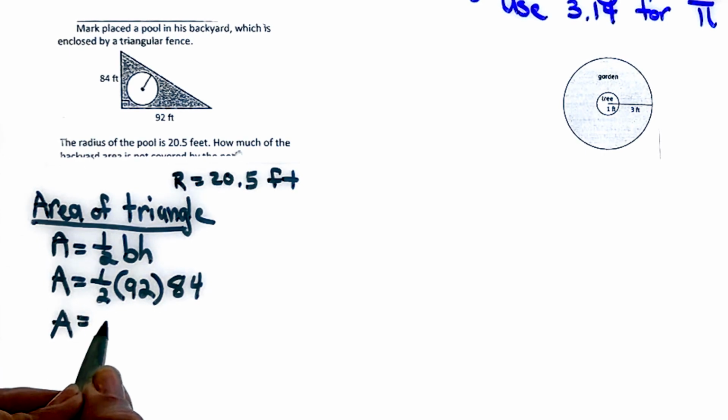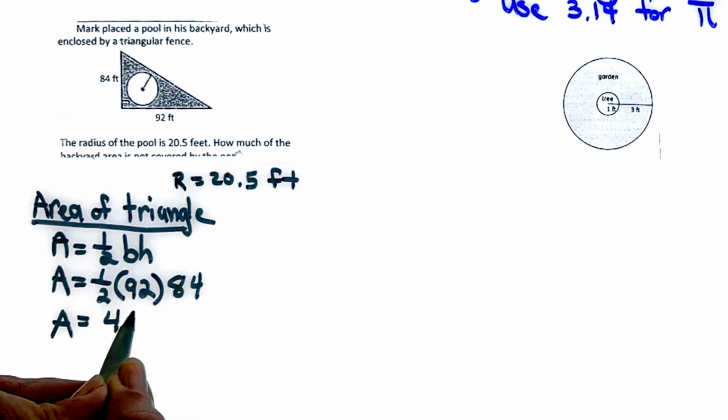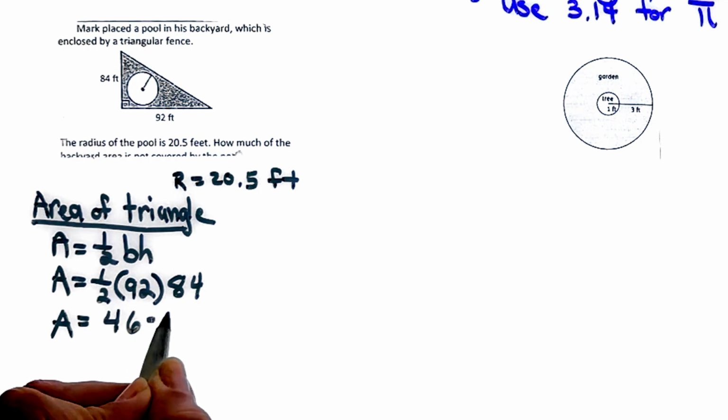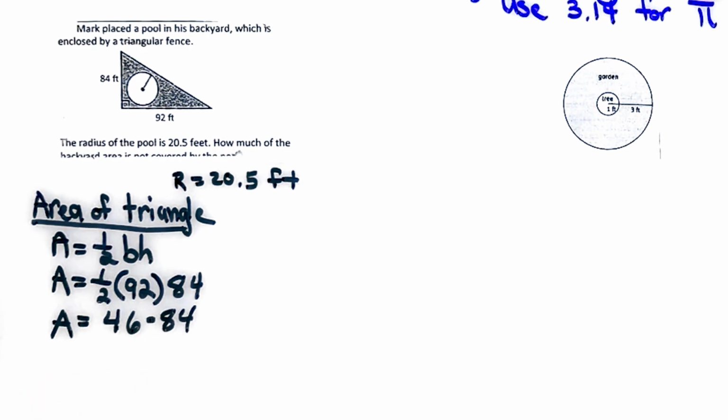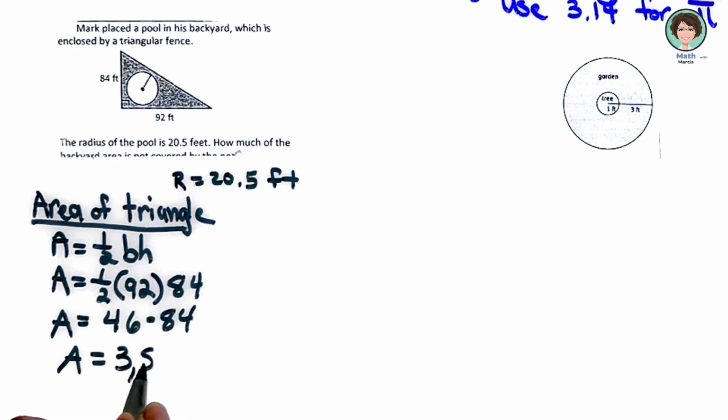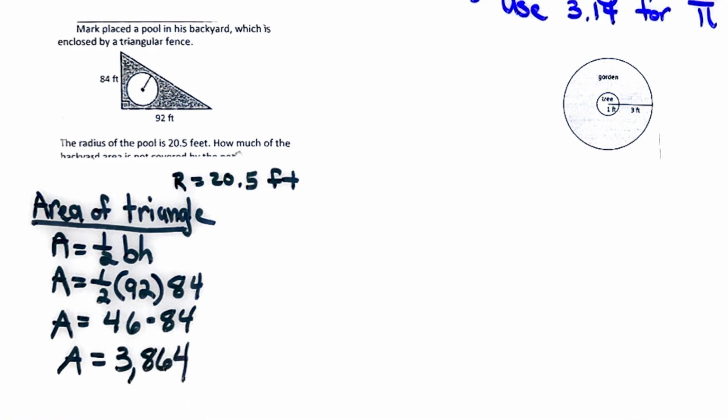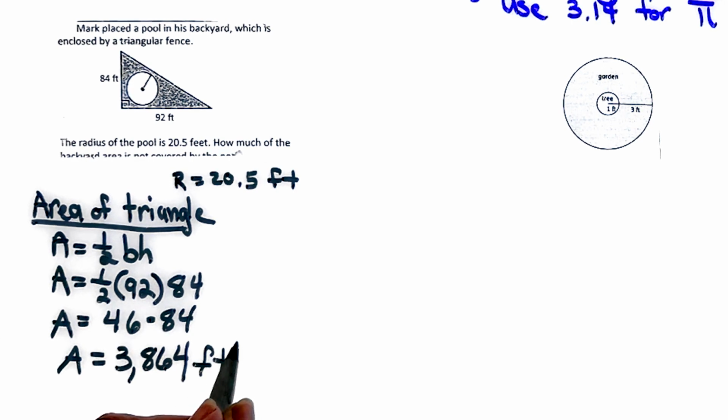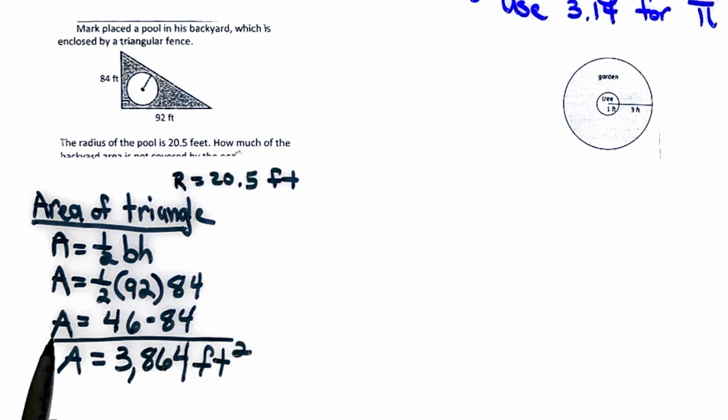So we know we're going to multiply those three numbers together. When I take 1/2 of 92, I have a 46. And I'm going to multiply that times 84. And I know the area of the big triangular yard is going to be 3,864, and that is feet squared. So that is the area for our triangle.